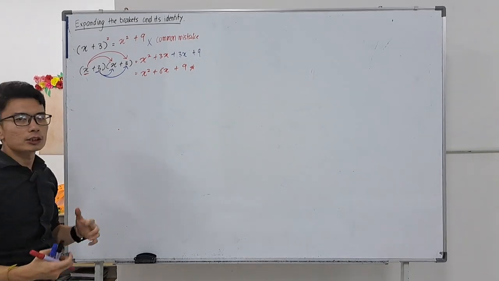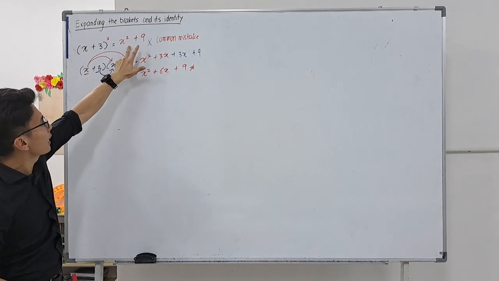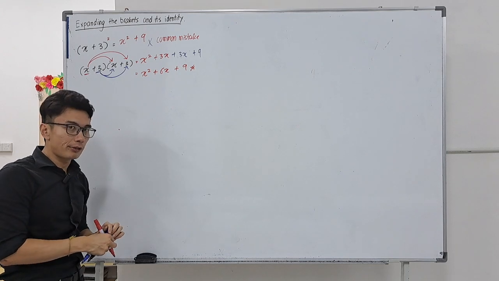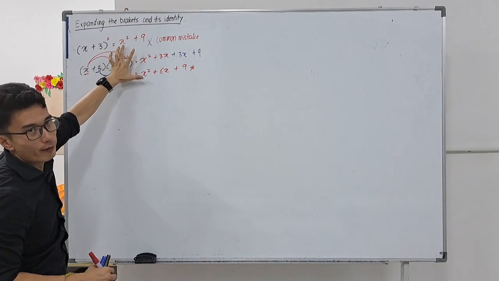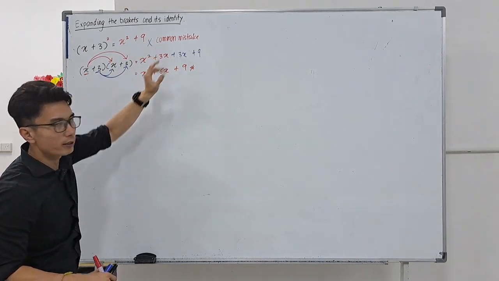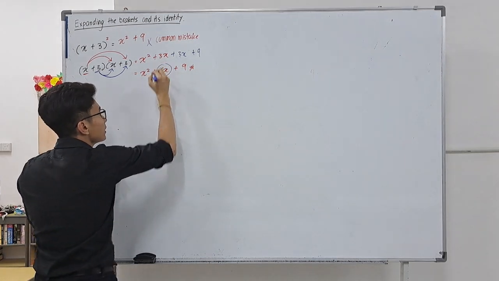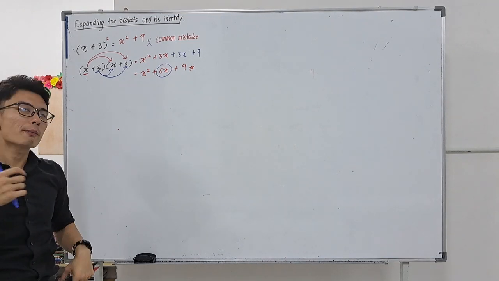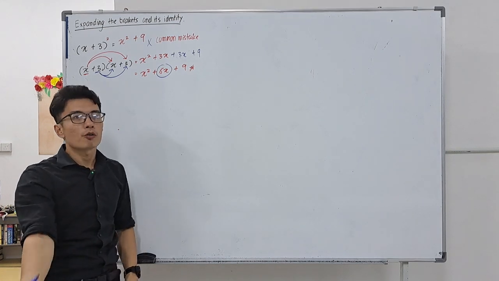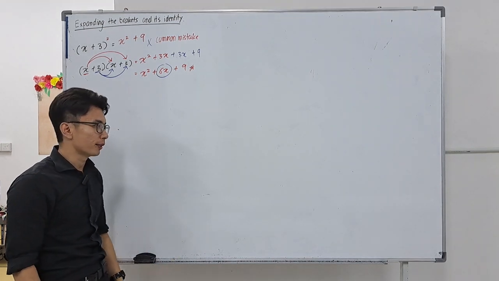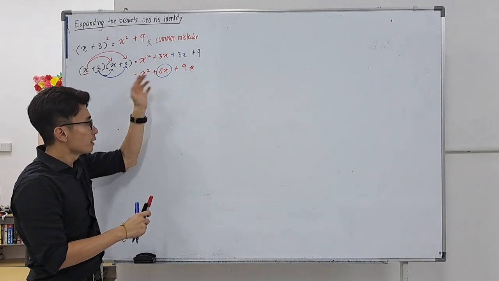But let's go deeper into this. If you compare this answer and this answer, you might notice some similarities. Both of them have x squared and both of them have 9. But what is odd is this 6x. You might be wondering, where does this 6x come from in the first place? I'm going to prove to you where this 6x comes from.